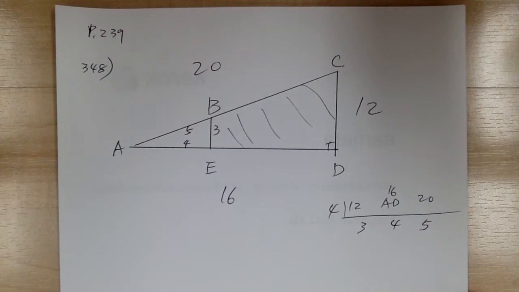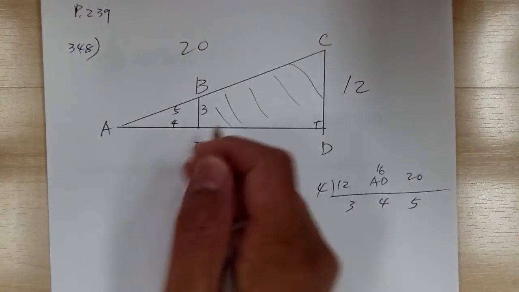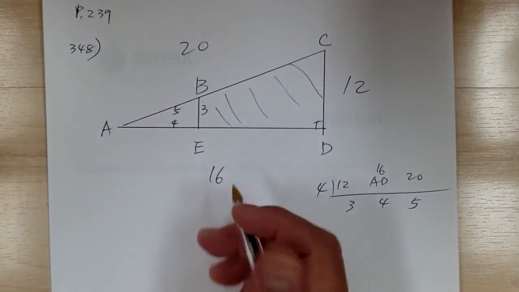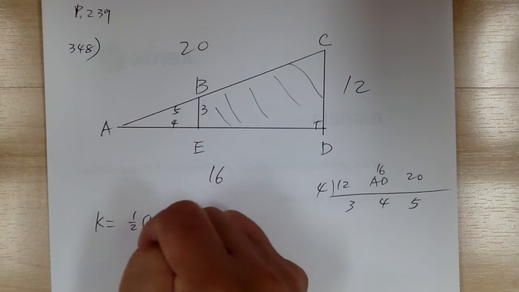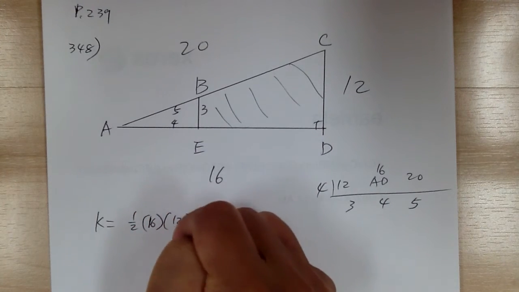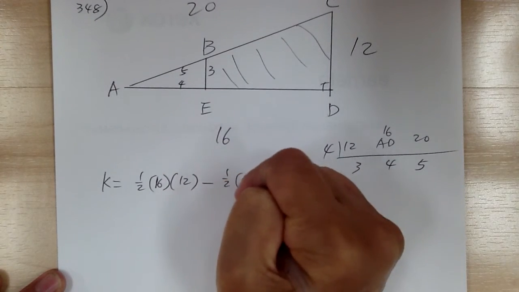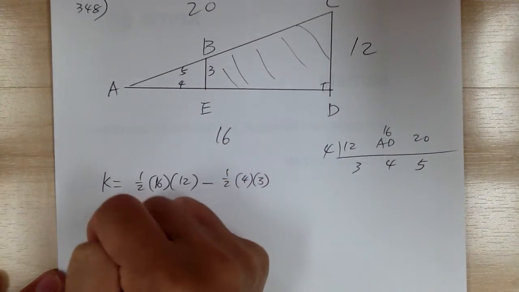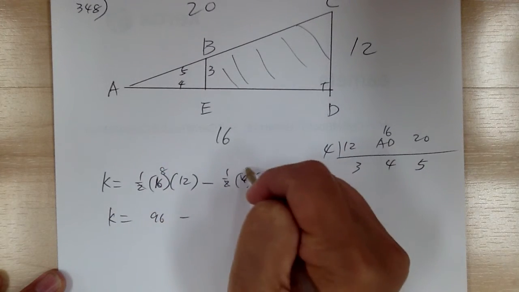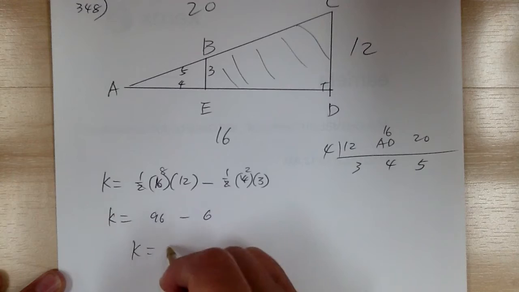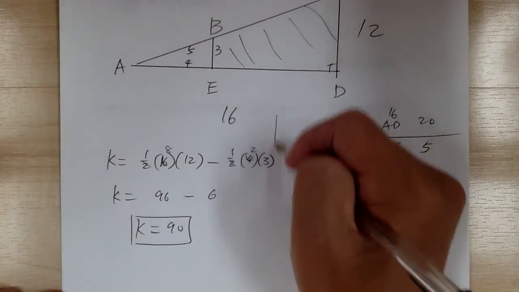Okay, now to find the area, there are different ways you can do this. The straightforward way would be to use the big triangle minus the small triangle. So K equals the big triangle, which is 1/2 base times height, minus the small triangle, which is 1/2 base times height. So K will equal 96 minus 6. So K equals 90. Okay, so this is one way of doing it.